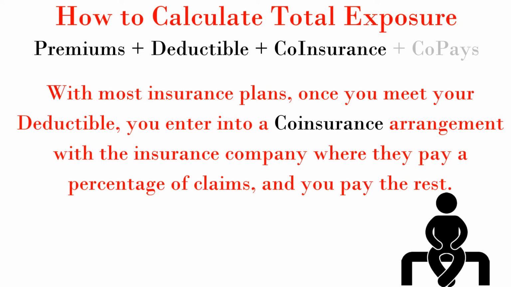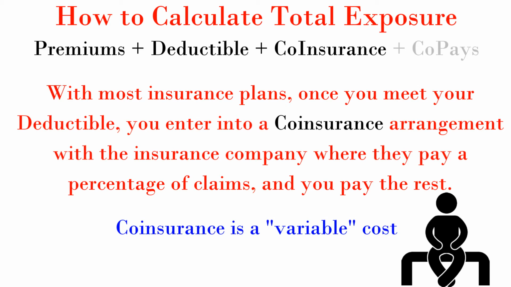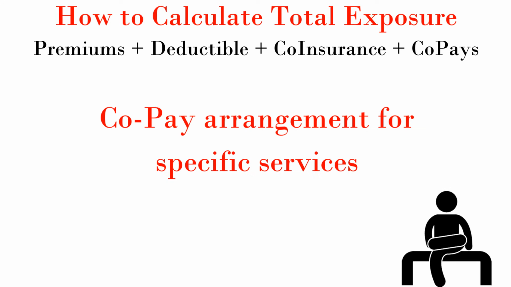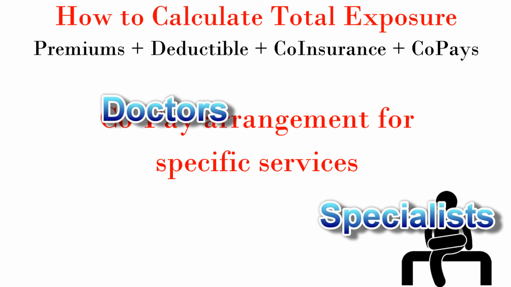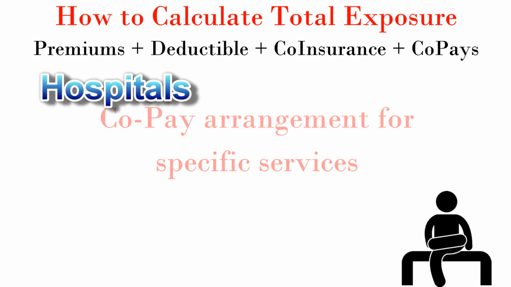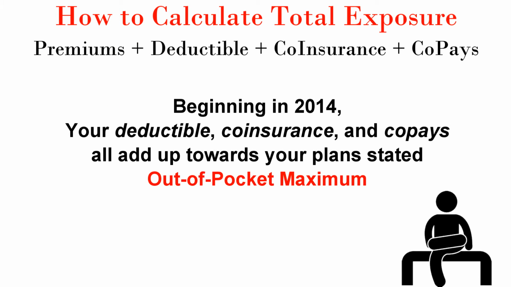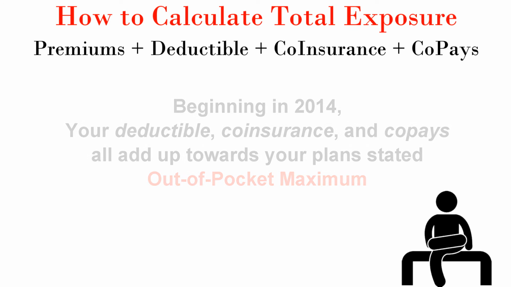With most insurance plans, once you meet your deductible, you enter into a coinsurance arrangement with your insurance company where they pay a percentage of claims and you pay the rest. Just like your deductible, coinsurance is a variable cost, as you may or may not actually incur any claims in a given year. The final component to consider is the copay arrangement for doctor visits, specialists, emergency treatment, hospitals, etc. Beginning in 2014, your deductible, coinsurance, and copays all add up towards your plan's stated out-of-pocket maximum.